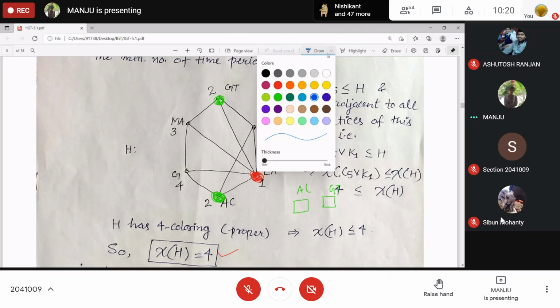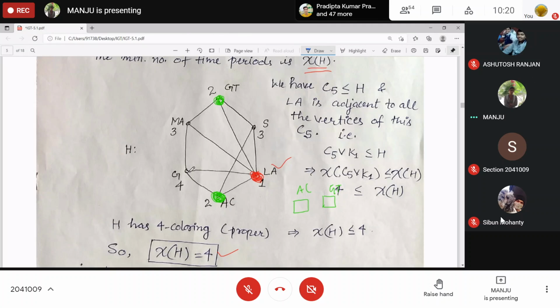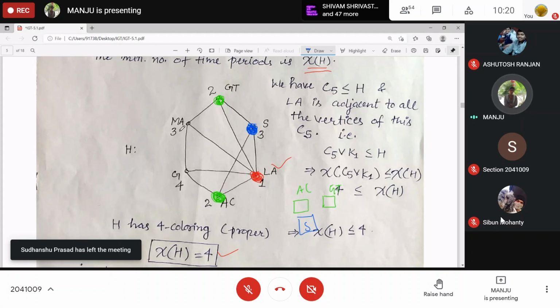Then third one, this one, because this is adjacent with first, second both, and here second, so we can use the third one, right? Third time slot में चल सकता है statistics, right? What else? Modern algebra and GT. Anything out of these two. So you can select anything.